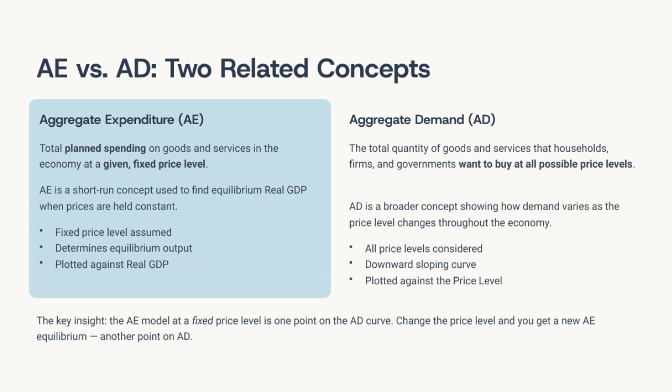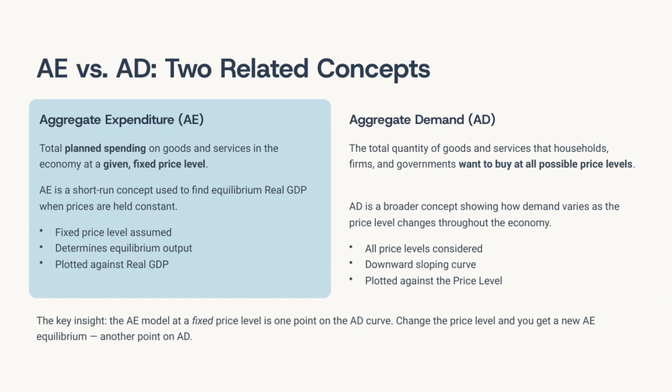Now, aggregate demand is a broader concept. It captures how the total demand for goods and services, by households, firms, and governments, fluctuates at different price levels across the entire economy. On the other hand, aggregate expenditure, or AE, is a short-run concept. It helps us find the equilibrium level of real GDP when prices are held constant. Essentially, AE is the total planned spending on goods and services at a specific fixed price level.